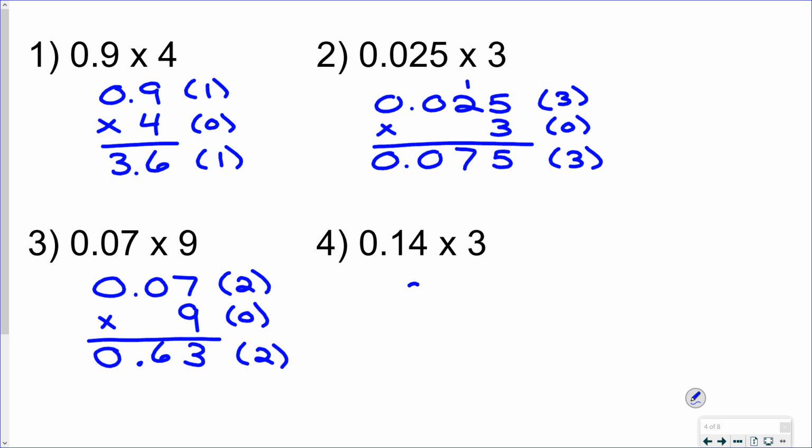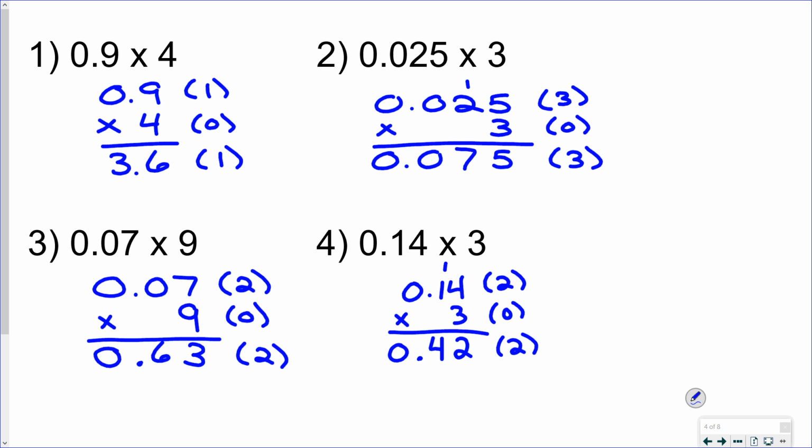And number 4, we have 14/100 times 3. 4 times 3 is 12. Excuse me. 3 times 1 is 3, plus 1 is 4. There are 2 digits after the decimal point, no digits after the decimal point in 3, for a total of 2. Again, you can leave it as is, or you could put the 0 in and make it 0.42. So 42/100.